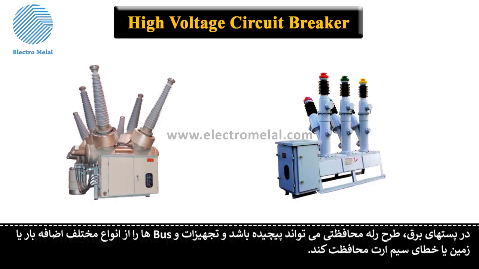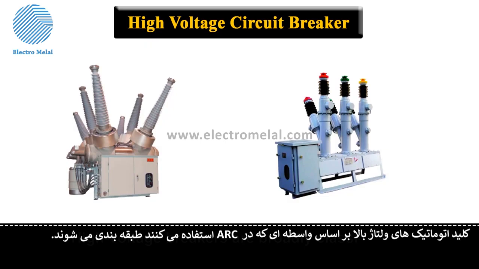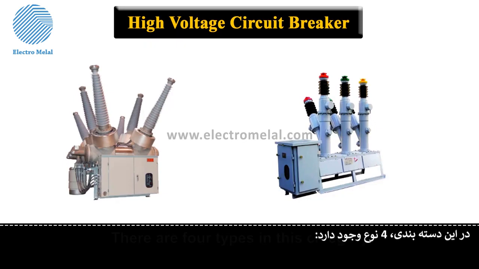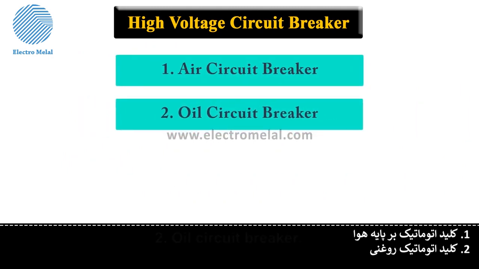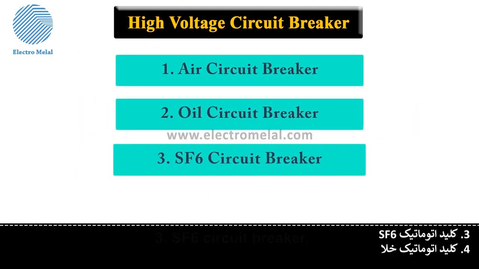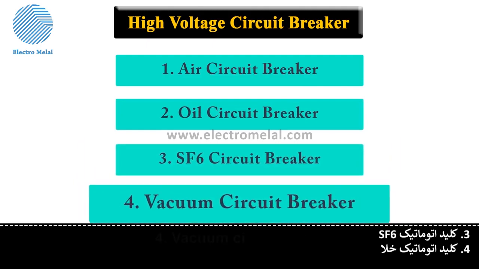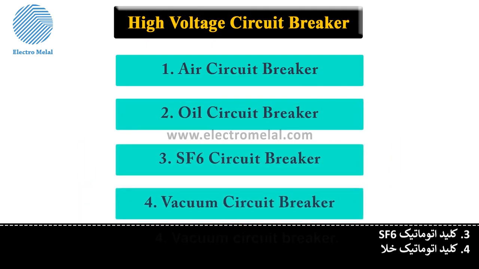In a substation, the protective relay scheme can be complex, protecting equipment and buses from various types of overload or ground or earth fault. High voltage breakers are broadly classified by the medium used to extinguish the arc. There are 4 types in this category. Number 1. Air circuit breaker. Number 2. Oil circuit breaker. Number 3. SF6 circuit breaker. And number 4. Vacuum circuit breaker.